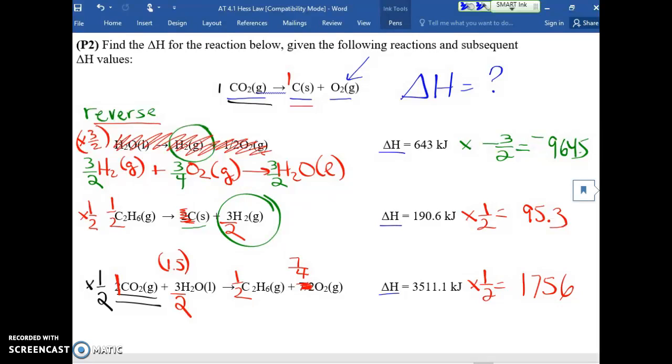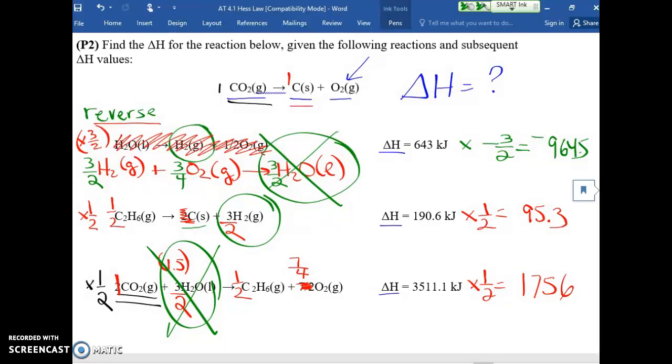Oh my goodness, I have just enough time. Let me show you how everything cancels out then. Notice I have no waters up there. Why? Because these 3 half waters cancel out these 3 half waters. I have no H2s up here. These 3 halves H2 cancel out these 3 halves H2. I have no C2H6, but this C2H6 half cancels out that one half.